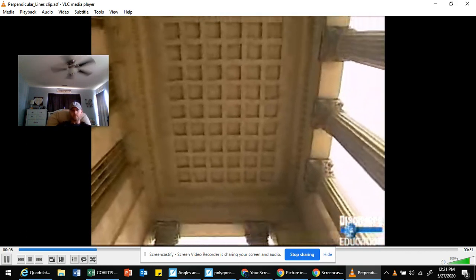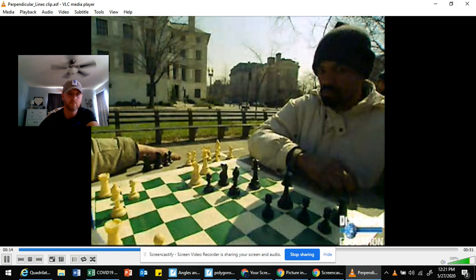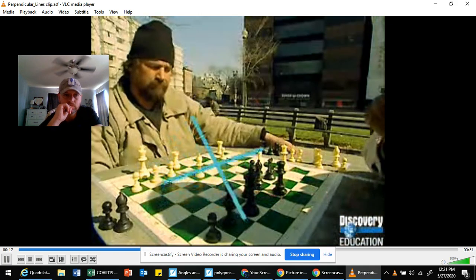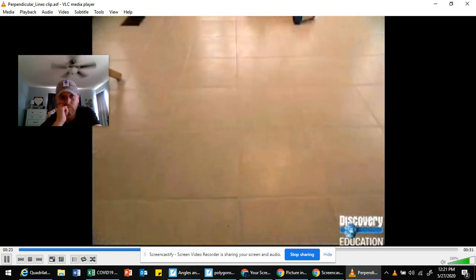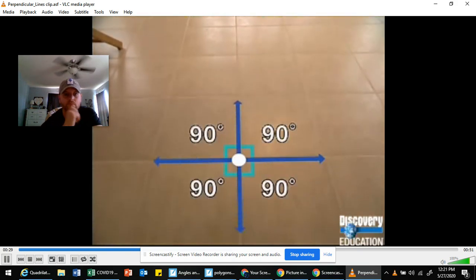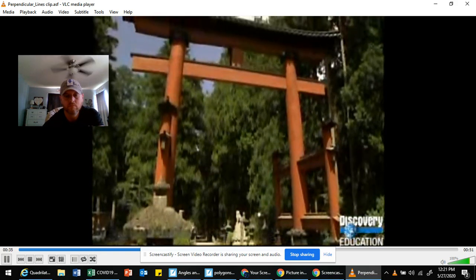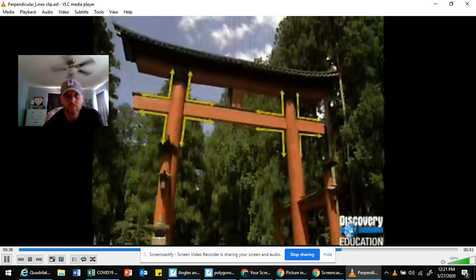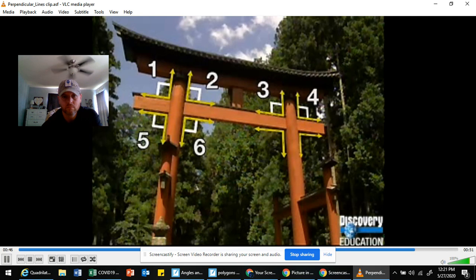Perpendicular lines form equal angles all the way around. On this chessboard, we can see where all the lines meet. They form square 90-degree angles. Many tiled floors also have perpendicular lines, forming right angles where they intersect. This traffic sign has a 90-degree angle. And this monument has many perpendicular lines. Let's highlight where the lines meet to form right angles. There are 8 right angles.